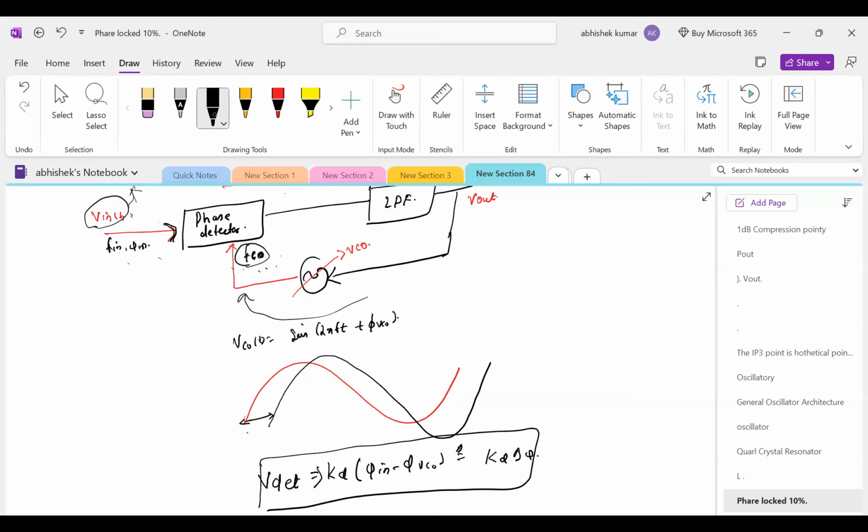So the phase detector produces an output proportional to the phase difference, and K D is greater than 0. It will give a change in the voltage, and the VCO will detect that change in voltage and change its frequency. In this way, the frequency will be the same as the input frequency. So in this way, we are tracking the input frequency.